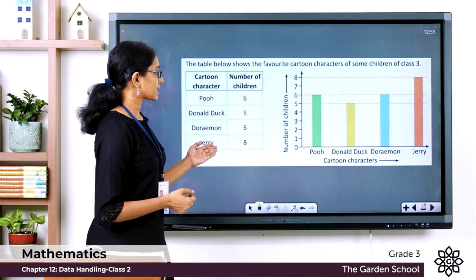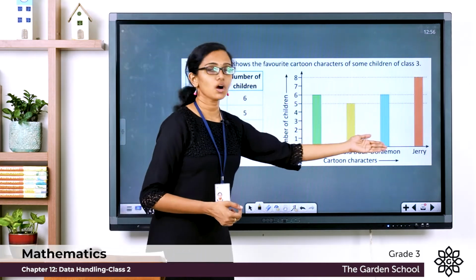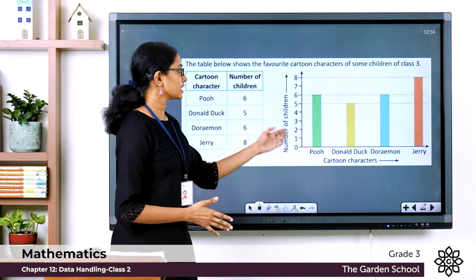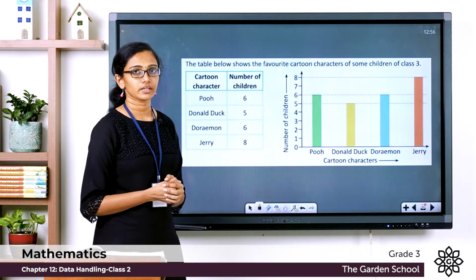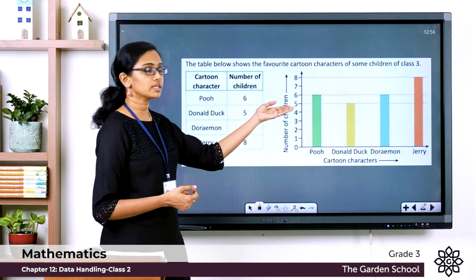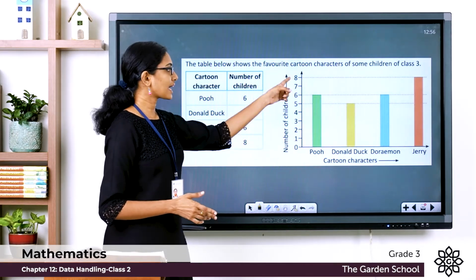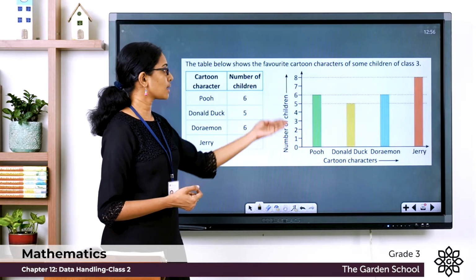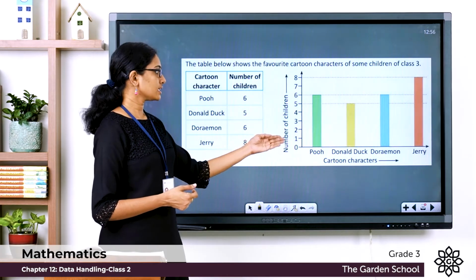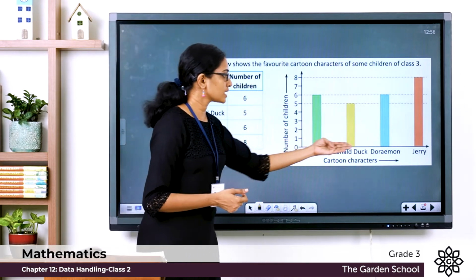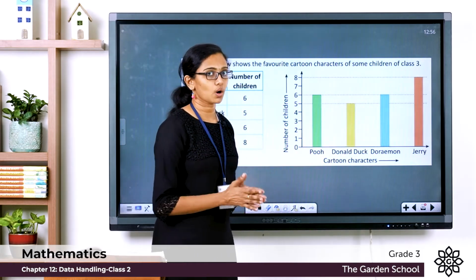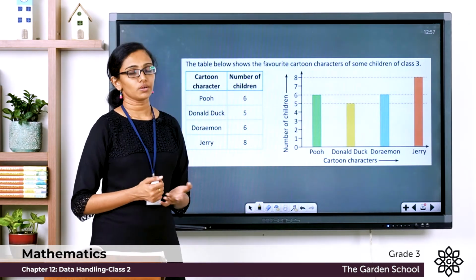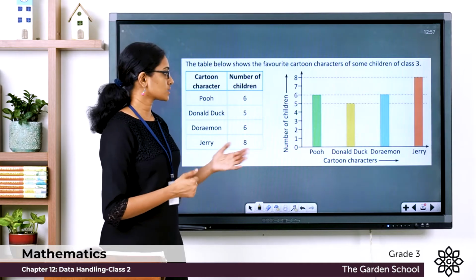So you have the different cartoon characters labeled on the horizontal line, and the number of children who likes each character is represented on the vertical line using the numbers such as 0, 1, 2, 3 and so on. So this is the scale of the bar graph, the range of values you are using to represent the number of data items, and here it is the number of children. And what you see here, these labels are the category of data items. Here in this case, the category means the cartoon characters. So let's interpret data from this bar graph.